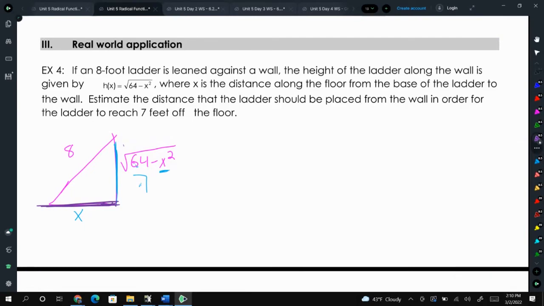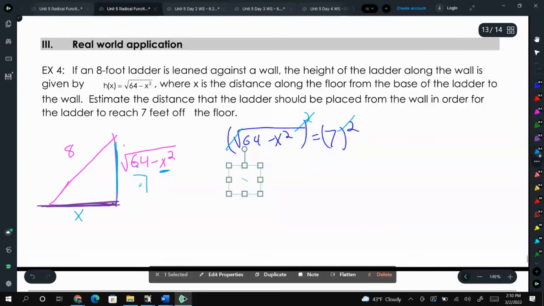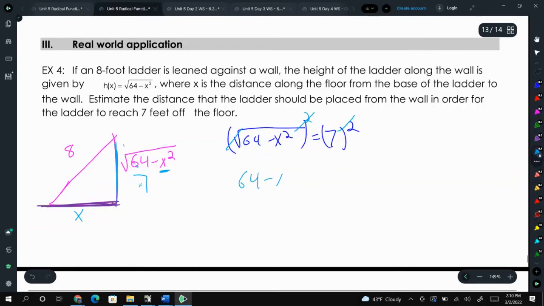Now, I know you might be thinking you could use Pythagorean theorem, a squared plus b squared equals c squared, and that would work too. This is just another way of doing it. So square root of 64 minus x squared equals 7. Square both sides. Okay, so then we get 64 minus x squared equals 49.